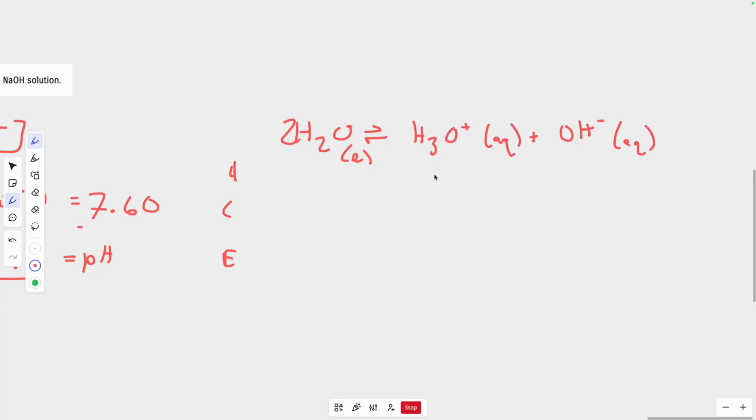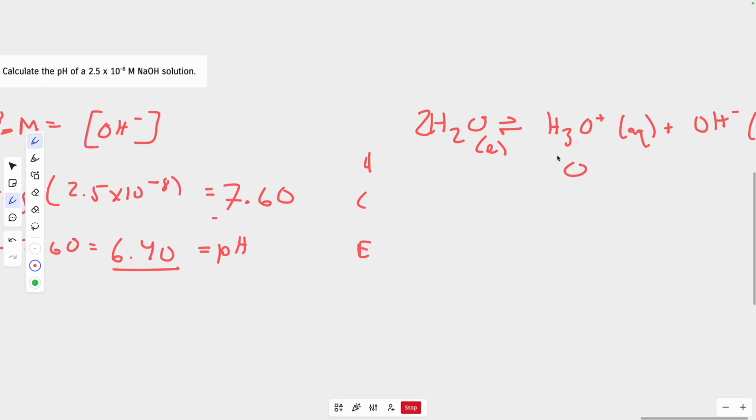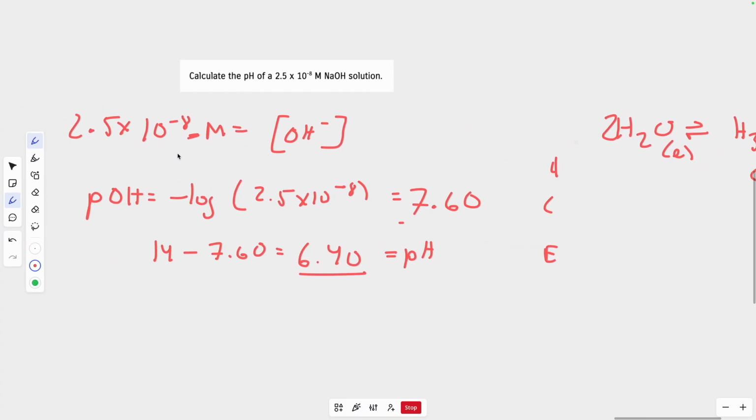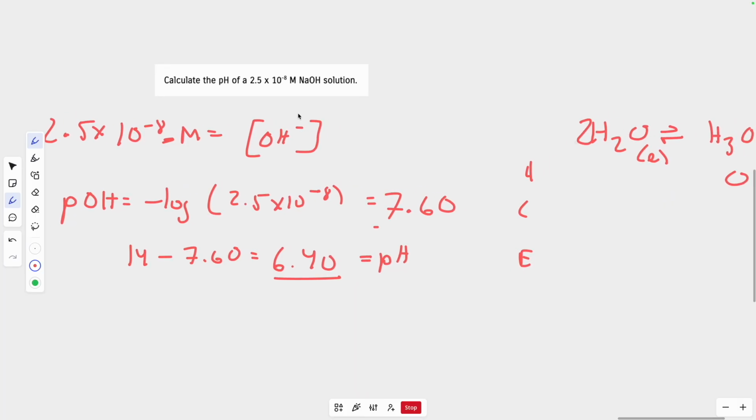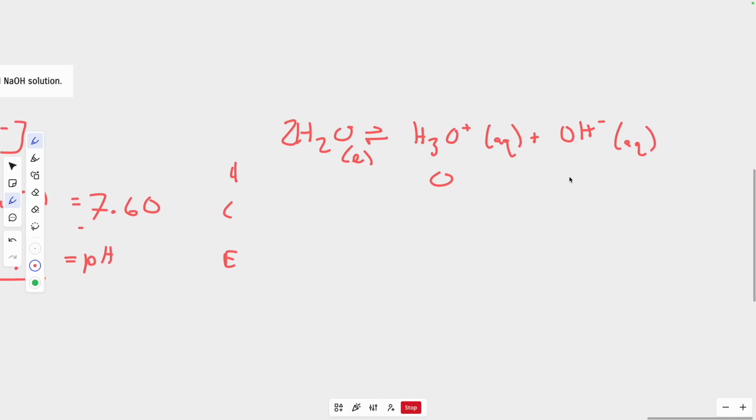So our initial concentration of H3O plus is 0. Initial concentration of OH minus, we definitely have an initial concentration because we put this base into solution, right? Although it's not much, this could also play a role. Both of these could be acting together to contribute to the pH of the solution. So our initial concentration of OH minus is going to be 2.5 times 10 to the power of negative 8. And then we ignore this. So it's going to be plus x and plus x. So we get x and then 2.5 times 10 to the power of negative 8 plus x.